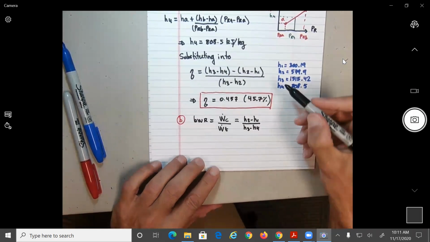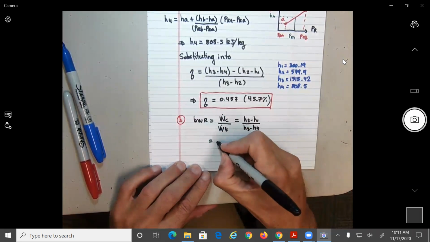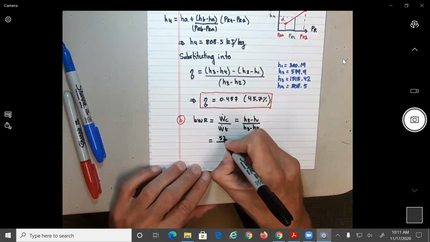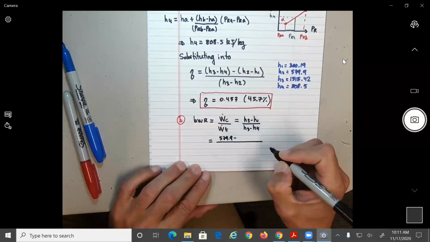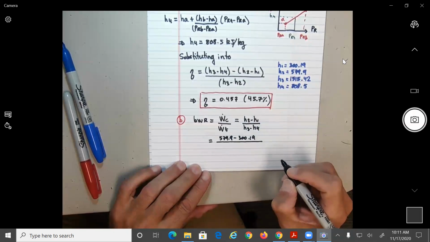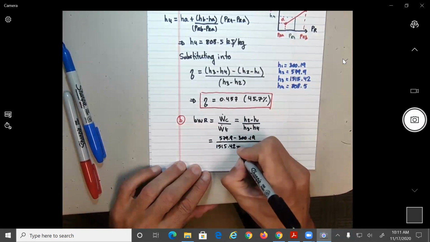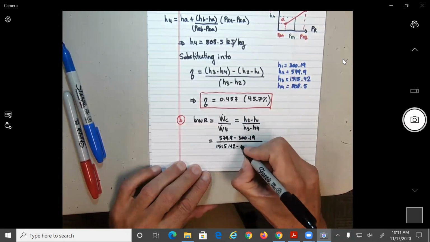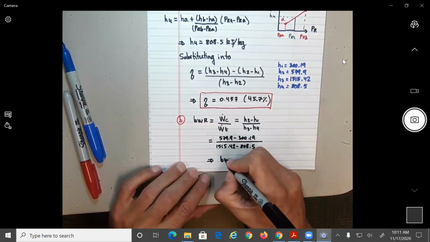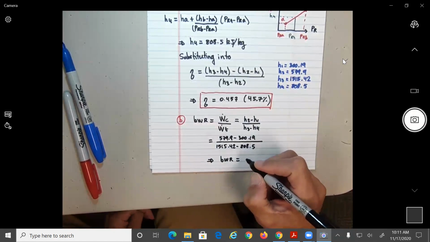And again, I'm not going to rewrite, we have the data over here, so this will mean that the back-work ratio is equal to, let me write the values, maybe, would be 579.9 minus 300.19 divided by 1515.42 minus 808.5. And this should give you how much of the whole power generated by the turbine is used to run the compressor.